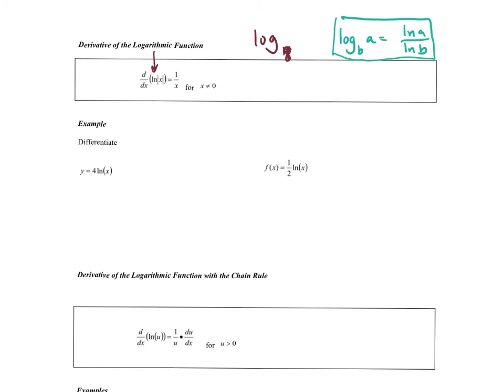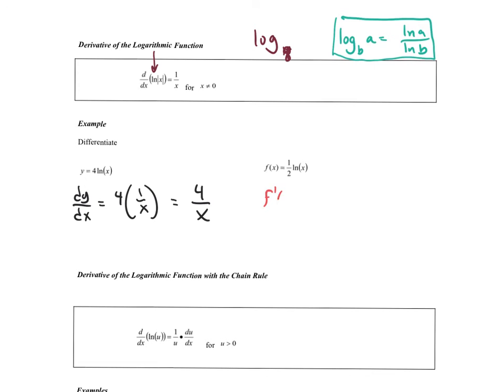So if we look at a couple simple derivatives with that before we start using chain rule and all that kind of good stuff. If I look at dy/dx of 4 ln x, well, that's going to be 4 times 1 over x, because the 4 is just a constant, and the derivative of ln x is going to be 1 over x. So that's going to be 4 over x.